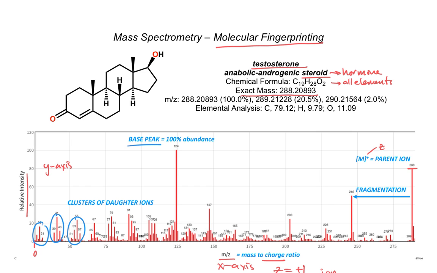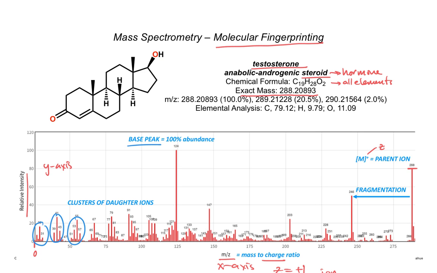So what does that mean? So there's the 288. And then this next peak is the 289. And then you have this little blip there, that would be 290.